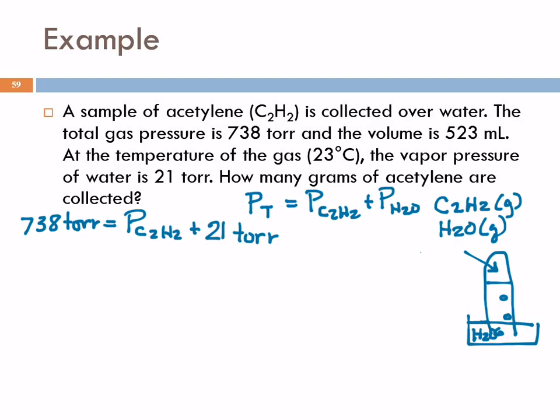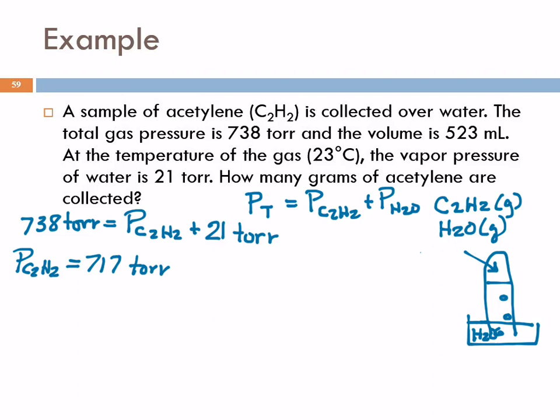Why do we care about that? We want to use the ideal gas law to figure out how much acetylene is in here. The ideal gas law allows us to calculate the number of moles. If we know the moles of acetylene, we can calculate the number of grams. But the ideal gas law needs a pressure. If we use the total pressure, we're going to get the number of gas molecules, not just the acetylene, but also the water. So we need the pressure of just the acetylene to calculate moles of acetylene. Otherwise, we'll get moles of total gas, and that's not what we're looking for.